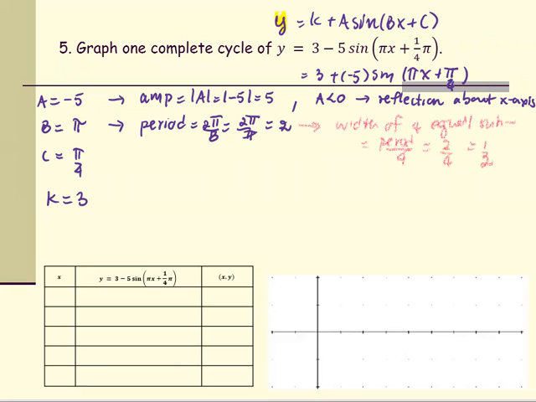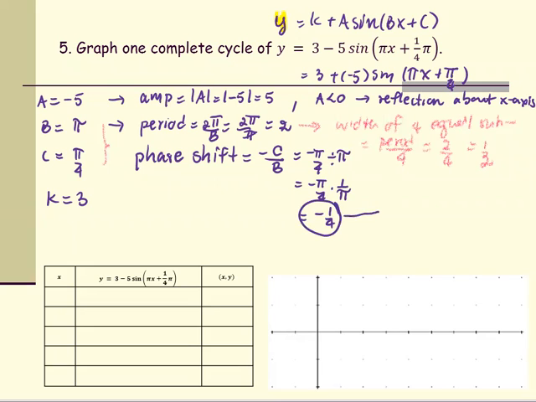The value c and the value b together are used to compute the phase shift, using the formula negative c divided by b. Negative c, or negative pi over 4, divided by b, which is pi. And then I write the division in the form of multiplication by the reciprocal. Therefore, I get the phase shift is negative 1 over 4. And negative 1 over 4 is the beginning of the cycle. This is the start point of the cycle.